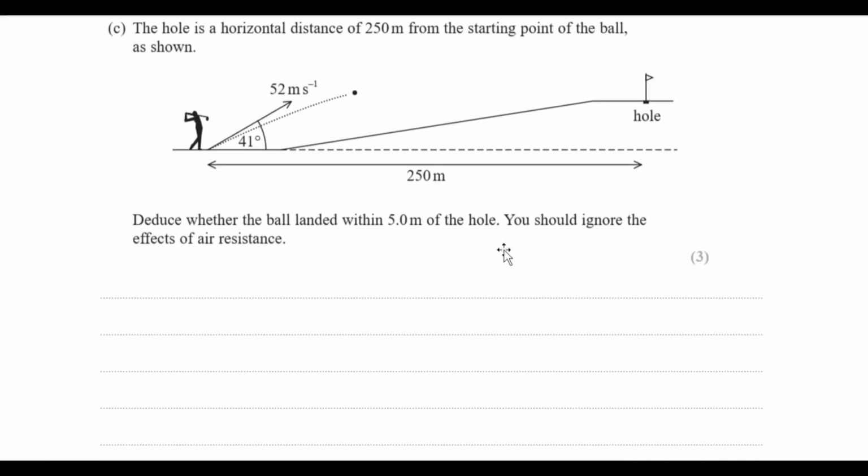Now question number C. Look at the question first. The hole is a horizontal distance 250 meter from the starting point of the ball as shown. Deduce whether the ball landed within 5 meter of the hole. You should ignore the effect of air resistance.